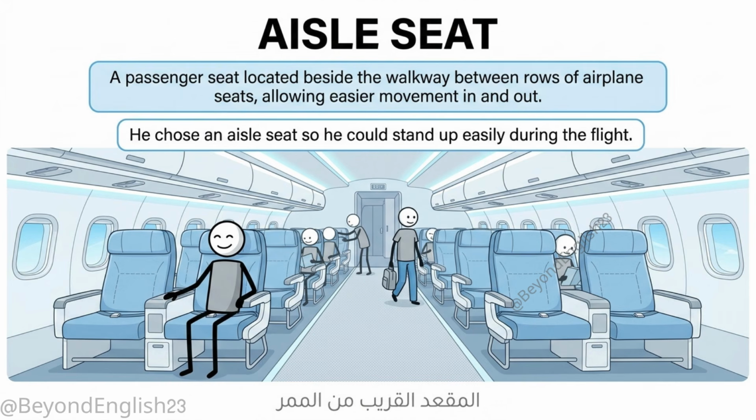16. Aisle seat. An aisle seat is a seat located next to the walkway, between the rows of seats. It gives passengers easier access to move around the cabin. Example: I prefer an aisle seat because I can stand up easily during a long flight.